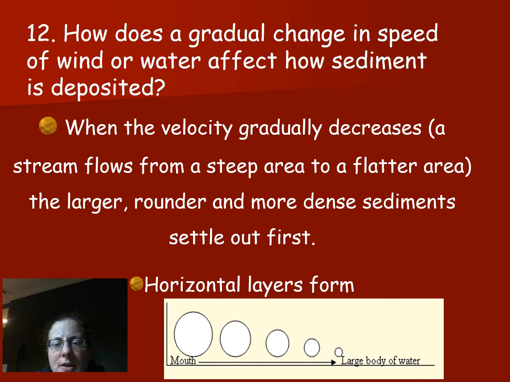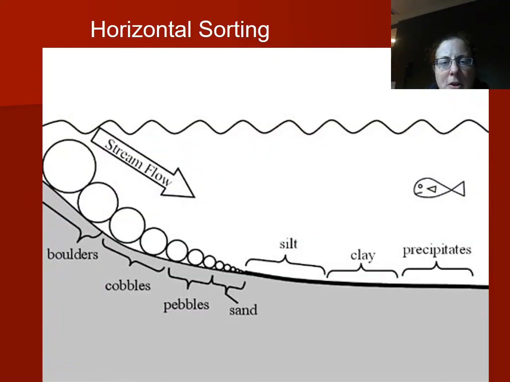You'll end up with horizontal layers coming outward from the mouth of the river to the larger body of water. This picture also shows this. You'd have the river ending right here, and now the bottom of the river is going into the lake. The river has entered a lake or a larger body of water, maybe an ocean, and the larger pieces are going to settle first, and it'll get smaller and smaller until you have the much smaller pieces as you go further out. So horizontal sorting looks like this.